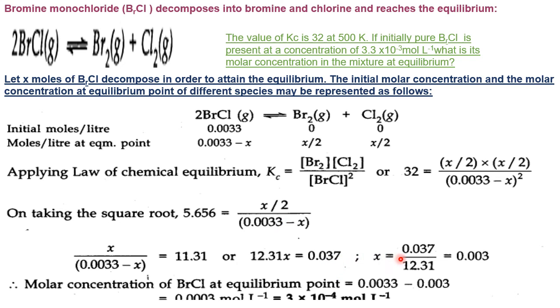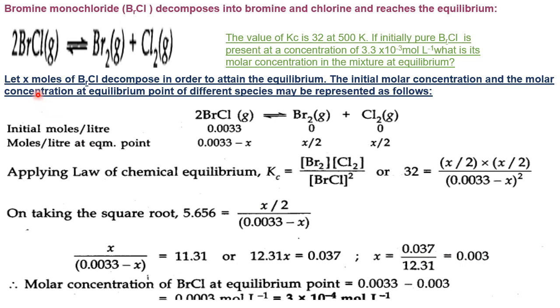So x equal to 0.037 by 12.31. I think this is simple division. No need to go for the log. Otherwise, log A by log B equal to log A minus log B, using that theorem. Then you go for the calculation of the characteristics, then Mantissa. So see the log values. Log A minus log B, then at the end you see antilog. And the final answer is what? X equal to 0.003.